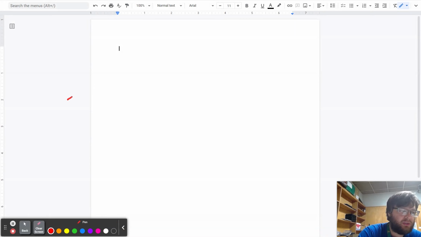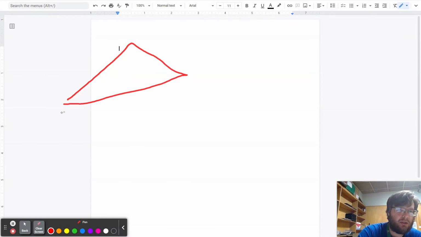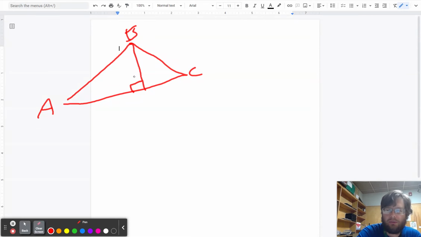So if we start with just a random triangle, again, we're not assuming that it's a right triangle. We're just assuming that it is a triangle. What I'm going to do is just like in the previous video, just split it into two right triangles so I can use the things I knew about right triangles there. And so what I'm going to do is I'm going to call this H.